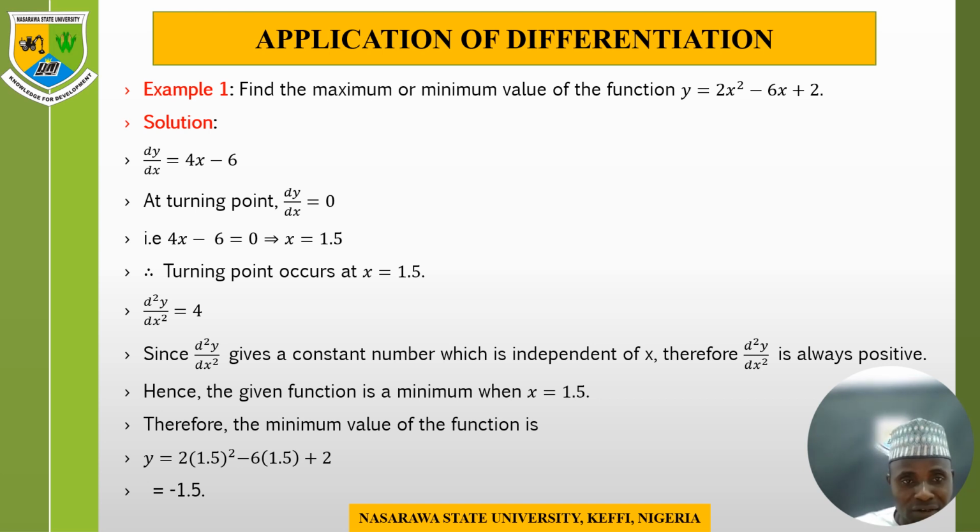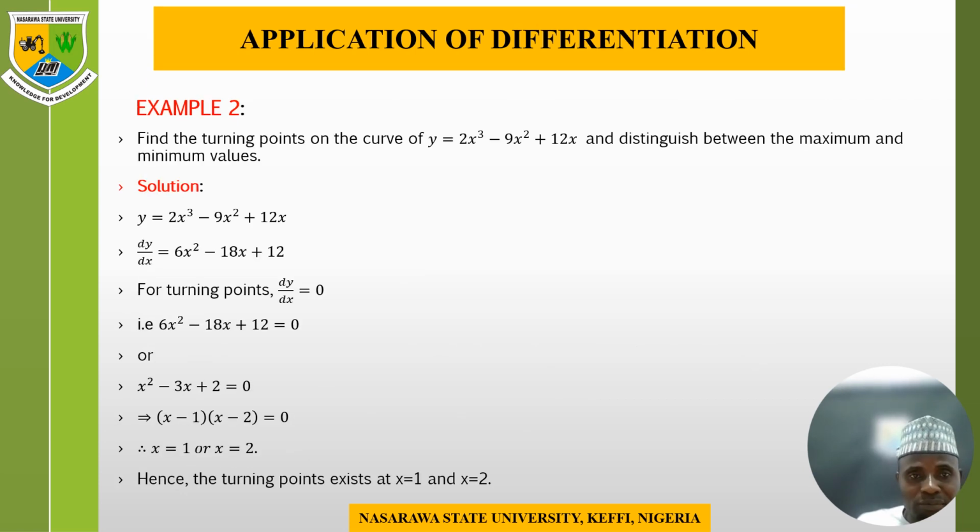Since it is a constant number and the result is positive, it accounts for a minimum. So for the minimum value of the function, you substitute that value of x into the original equation given, y equals 2x squared minus 6x plus 2. When we substitute and simplify, our result is minus 2.5, which is the minimum value of the given function in that example.